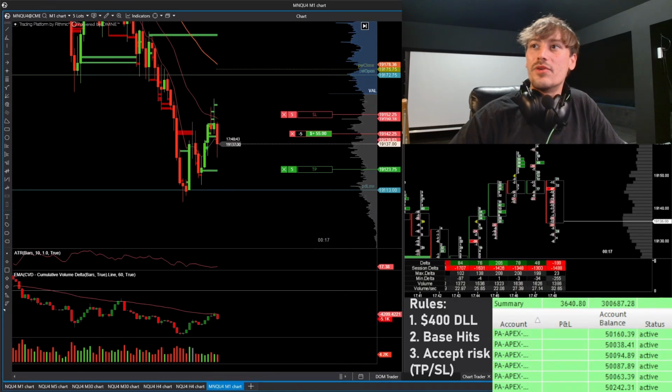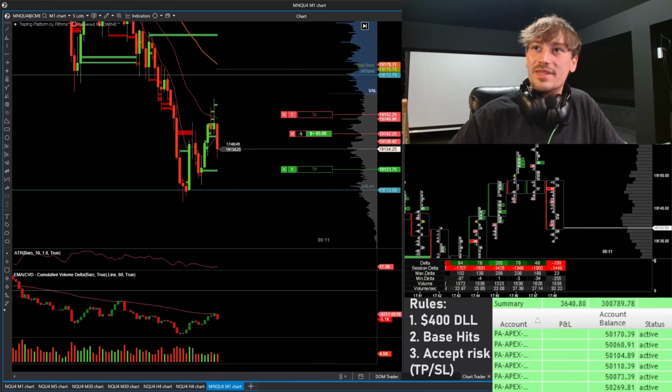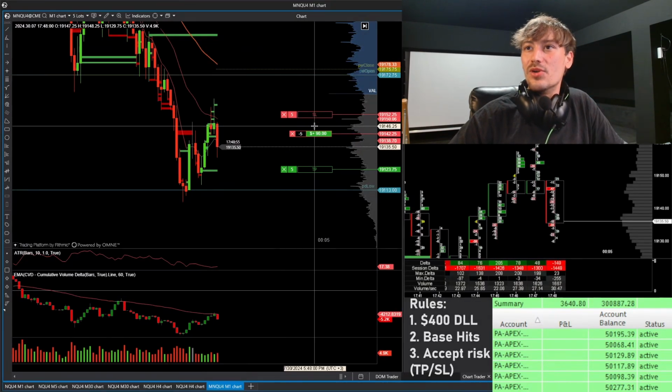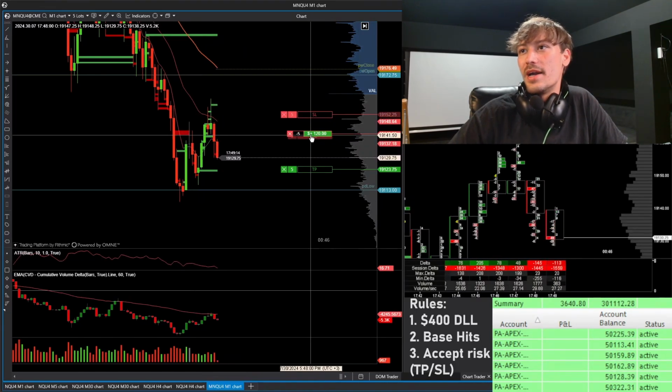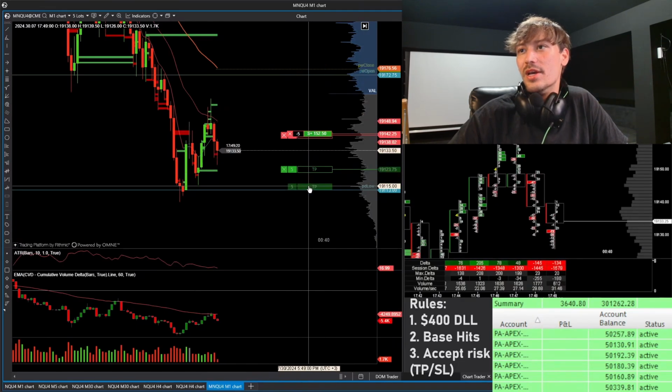Rejection from the 24 EMA at this point. We closed 4 1 minute candles below the 24 EMA, and now I move my stop loss to entry, because if we go higher, I don't want to be in the trade.